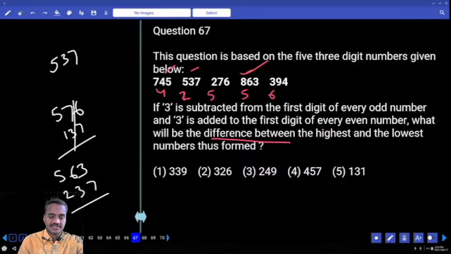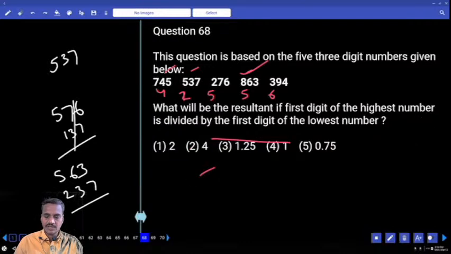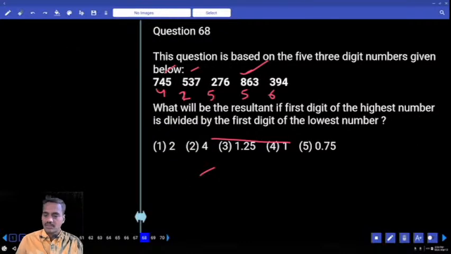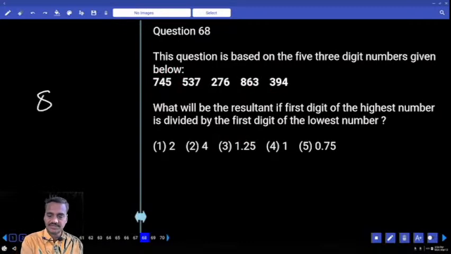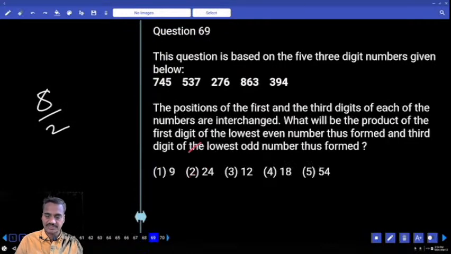237. Then what is the difference between these two? 13 minus 7 is 6. And that is 326. What's the answer? Second option. 67, it is choice 2. Then 68. What will be the resultant if the first digit of the highest number, what is the highest number? 863. 8 is divided by the first digit of the lowest number. Lowest number 276, divided by 2. 8 by 2, that is 4, choice 2 for 68.